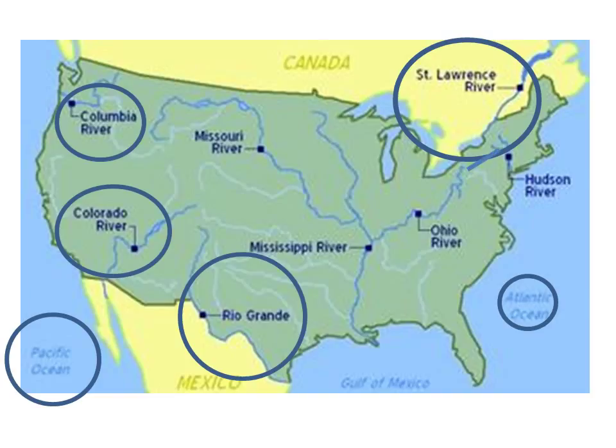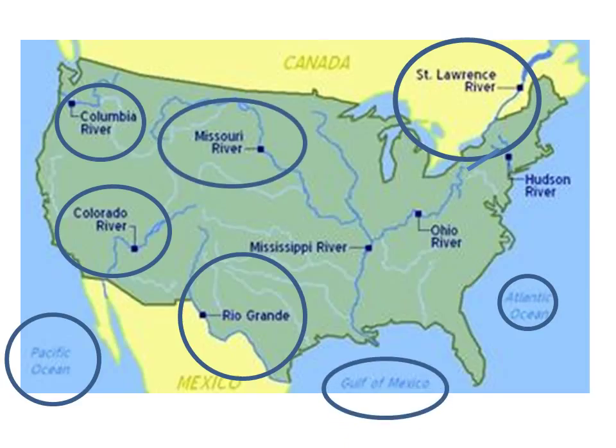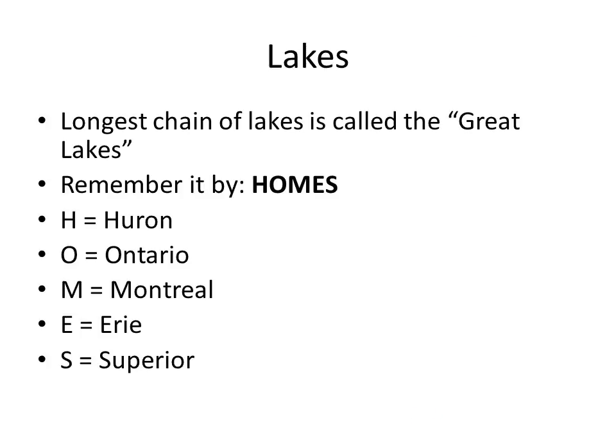That's a canal called the Erie Canal, which really serves to connect the Great Lakes to the Hudson River so that individuals could go from the Great Lakes to the Atlantic Ocean. Gulf of Mexico, Missouri. And now we're going to talk about the Great Lakes.